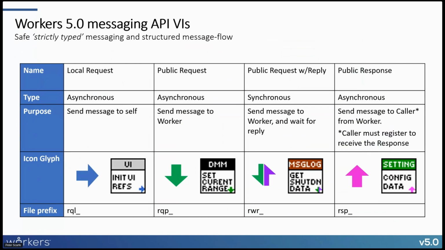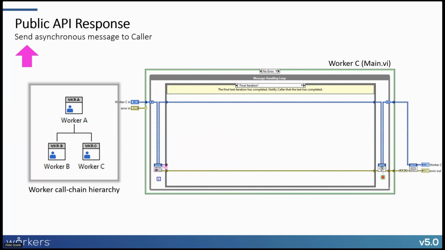So the last type of public API message is a public API response. This is an asynchronous message that is used to send a message to a caller from a worker. And the caller will receive the response message so long as it is registered to receive it. Public response VIs and type defs have this pink upwards facing hieroglyph on their icons and take the file prefix RSP underscore.